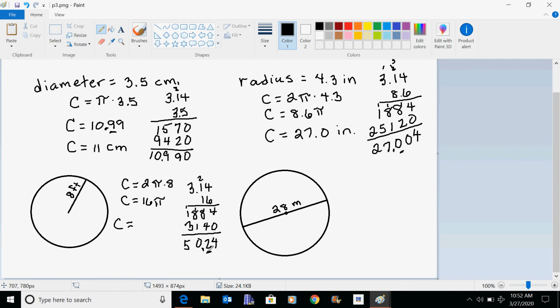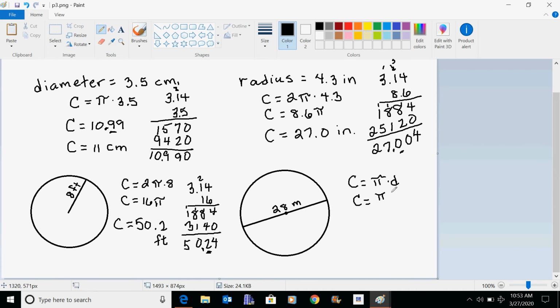If we're going to the 10th place, this is below 5, so we keep the decimal at that place, so we get 50.2 feet. All right, and then here 28. Now we said, okay, we have pi times d because it's 28.